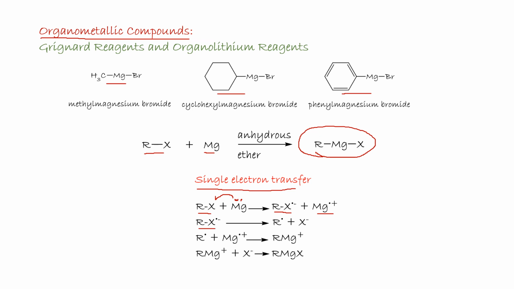RX radical anion will dissociate to give an alkyl radical and X minus anion, halide ion. The R radical, one electron, and one electron in the magnesium cation radical will form a sigma bond, so it will be RMg cation. Then RMg cation will find the X minus to form RMgX. Okay?